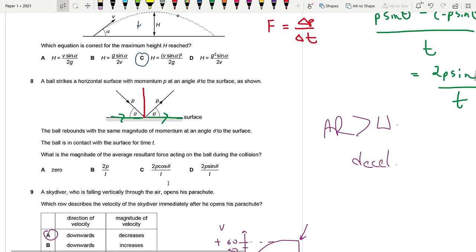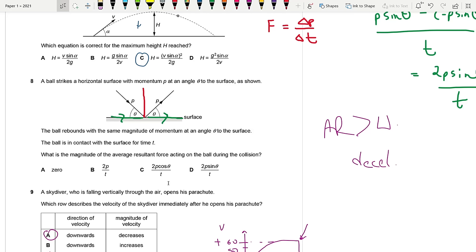Okay, now let's move on to 8. A ball strikes a horizontal surface with momentum p at an angle theta to the surface as shown. The ball rebounds with the same magnitude of momentum at an angle theta to the surface. The ball is in contact with the surface for time t. What is the magnitude of the average resultant force acting on the ball during the collision?